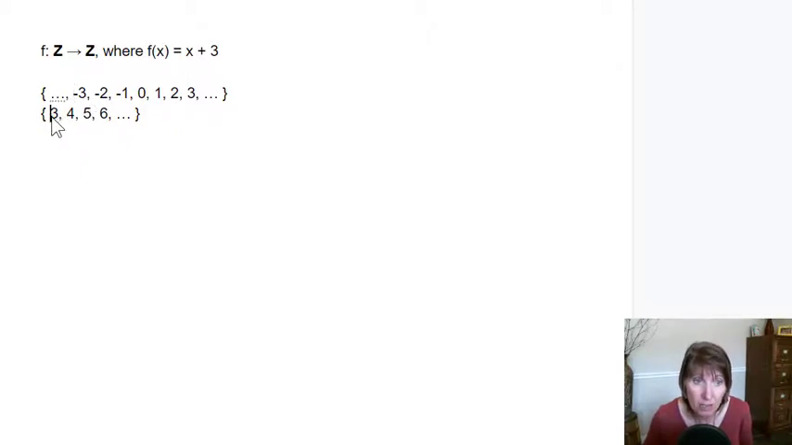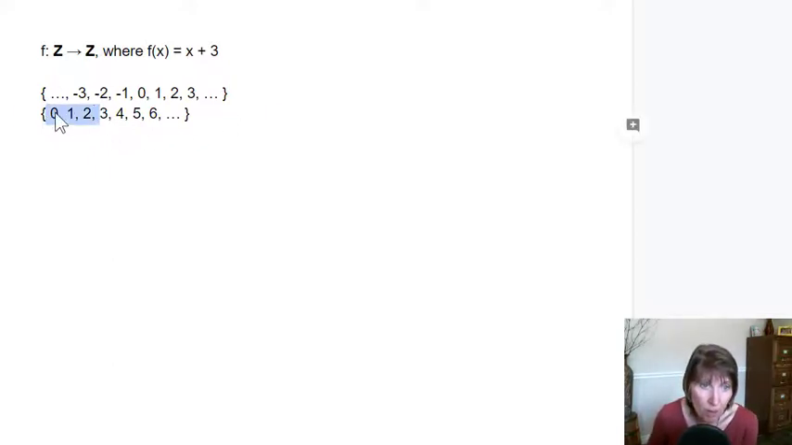Well, then what happens here? We take -3 and we add 3 to it, and we're going to get 0. We take -2 and we add 3 to it, and we're going to get 1. And we add -1 to 3, and we're going to get 2. So here we got all of the values we were missing before.